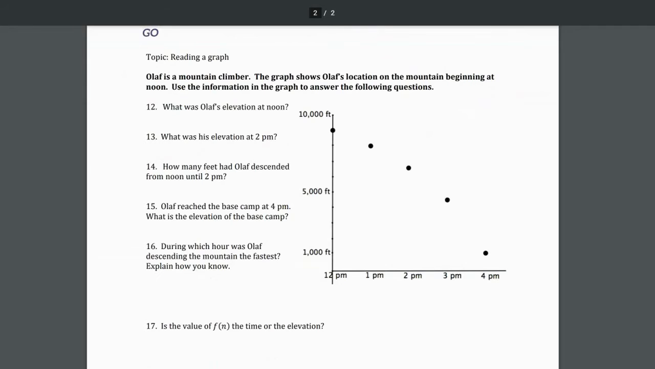For instance, number 12, what is Olaf's elevation at noon? We go to 12 p.m. on the graph. It looks like it is below 10,000 feet. We would have to estimate it's about 9,250 feet. When you estimate, as long as you're within the same ballpark, I don't really care. You should be closer to 10,000 than you are to 5,000 by a lot. All right. That wraps up question number 1 on the Go.